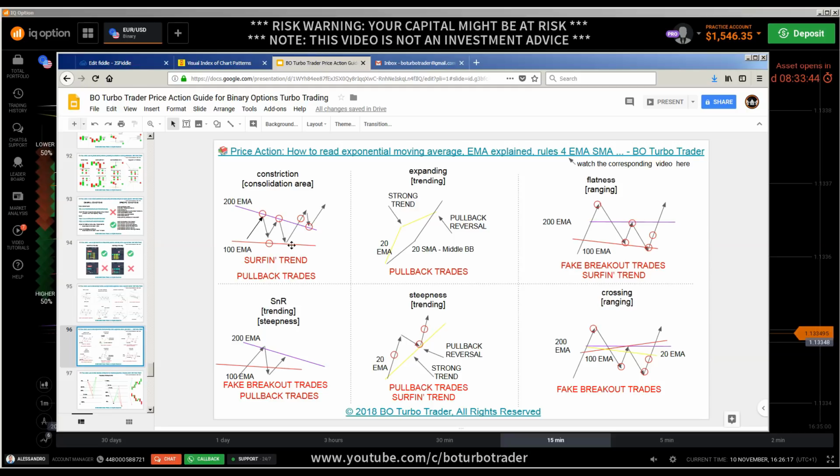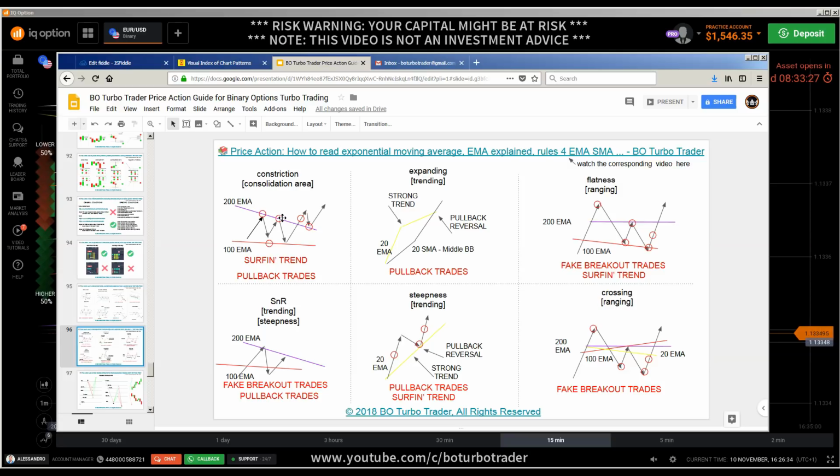And here we have a consolidation area, a constriction, where price is trapped in between. You see, here you should trade only at the edges of the EMA, in the opposite direction. Here you would do a call, here you would do a put. That is how it looks.